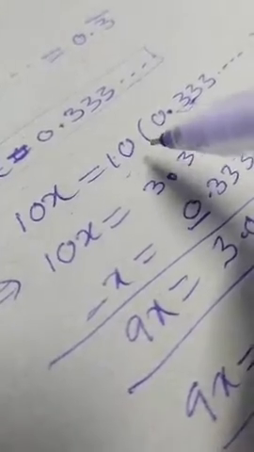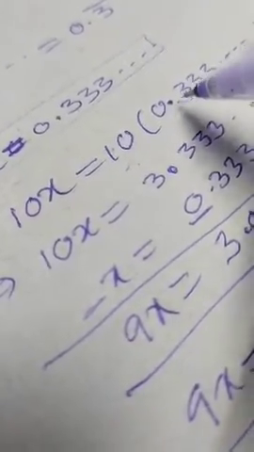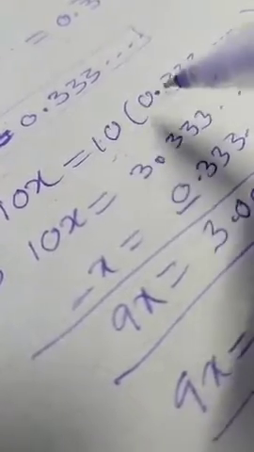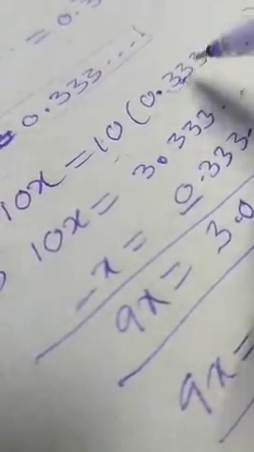If you are multiplying with 10, then the decimal point moves 1 digit to the right hand side. If you are multiplying with 100, the decimal point moves 2 digits to the right hand side. Then subtract the x value from this equation. You will get the x value. x is 1 by 3. So therefore you can write 0.3 bar is equal to 1 by 3.